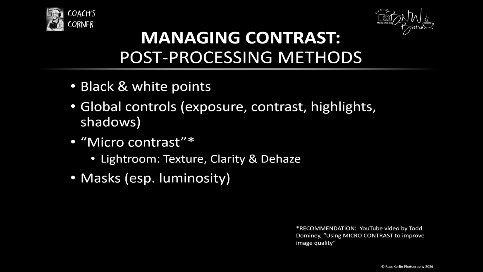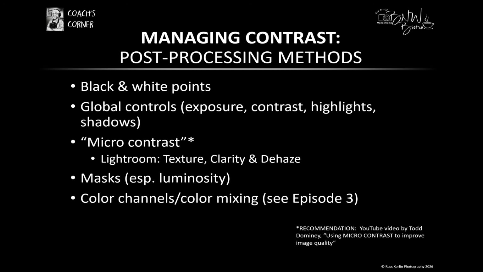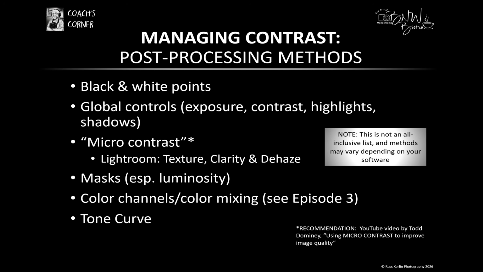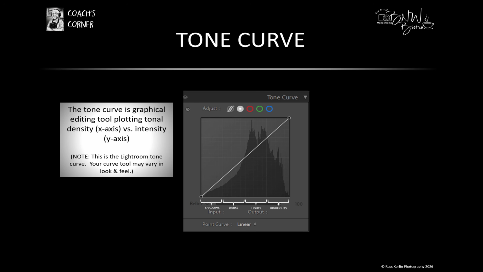Masks, especially luminosity, but also sky masks, object masks. I use these quite a bit, and these can be great for selective area contrast control. Color channels, color mixing, which is what we talked about in episode 3. That can affect contrast. And then lastly, the tone curve, which I'll talk just a little bit more about in a second. And again, this is not an all-inclusive list. The methods may vary depending on your own software, so get an understanding of what you have available and how those controls work.